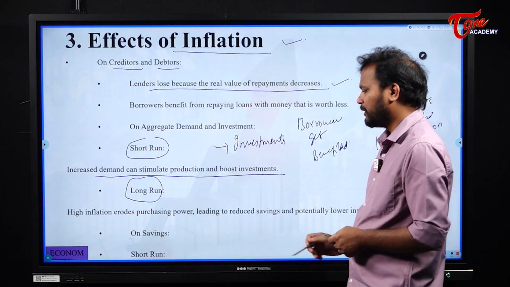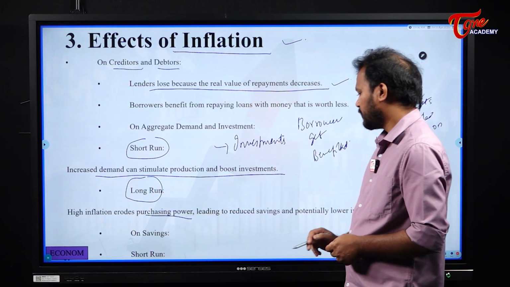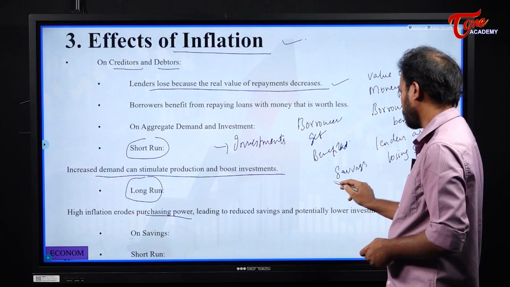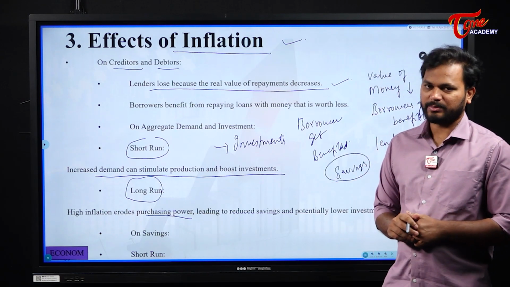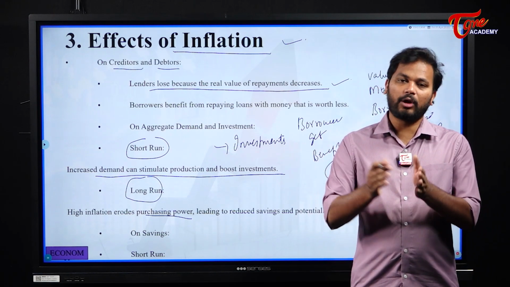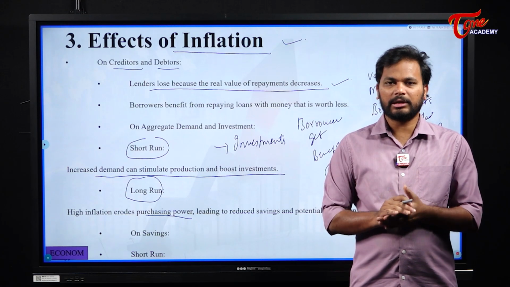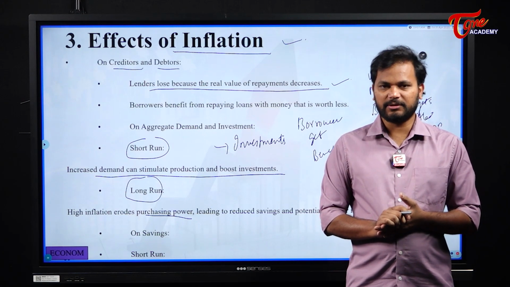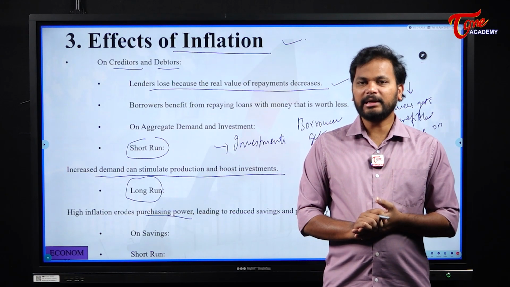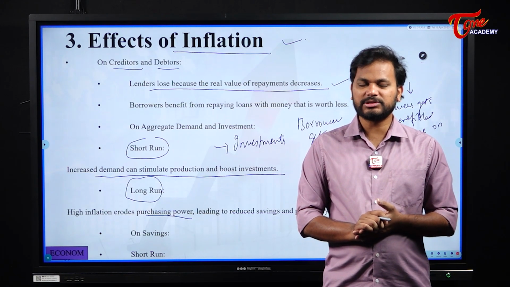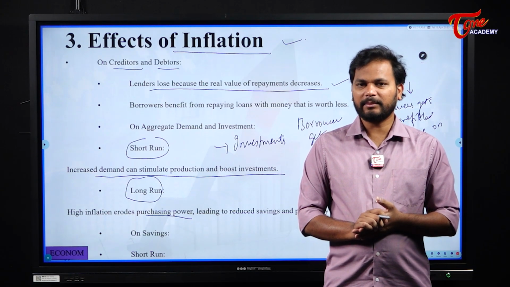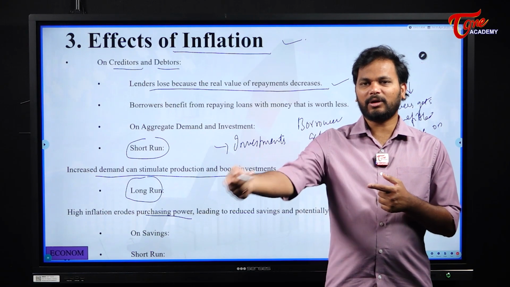the high inflation erodes the purchasing power, leading to reduced savings and potentially low investments. For example, let us consider a scenario where, not in the short run but in the long run, there is a persistent inflation. Now I have been earning 1 lakh, and according to the inflation, my salary has increased to 1,50,000. But over time, my salary remained the same, but inflation kept on increasing.